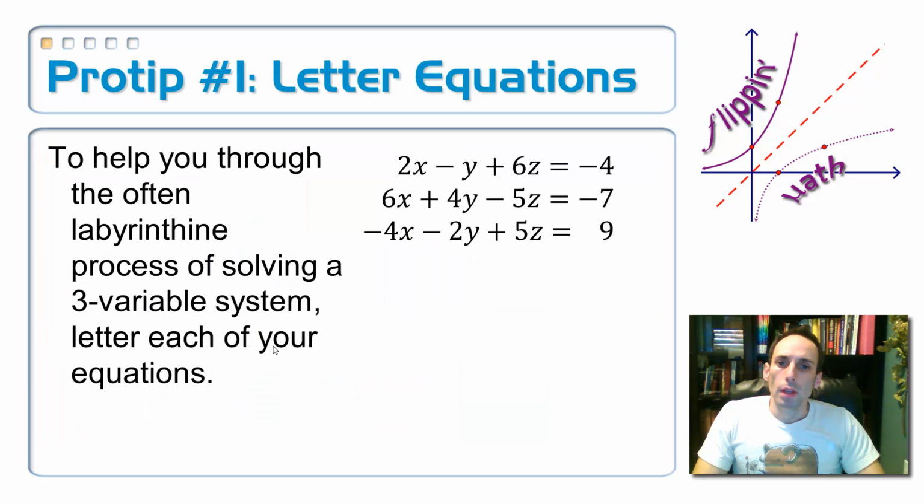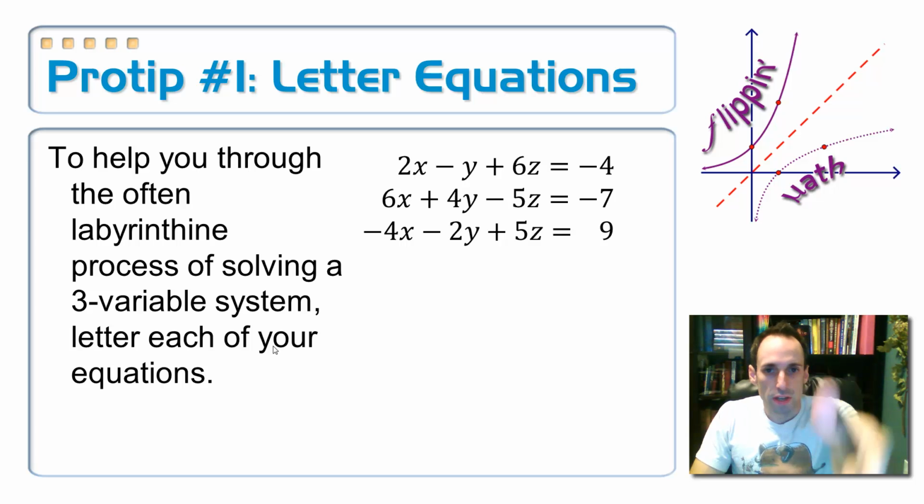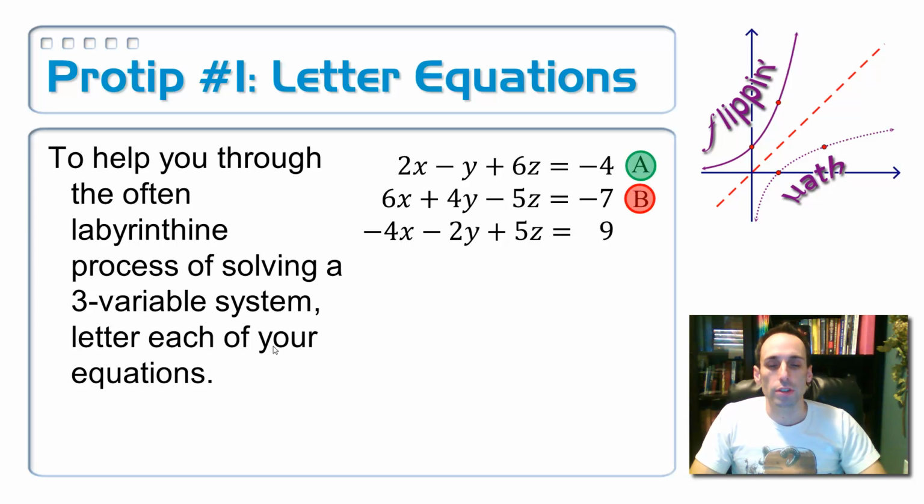Okay. So, to help you through this system, because it can get pretty complicated, we're going to letter each one of our equations. Just take that same system of equations that we were talking about before. We're just going to letter them A, B, and C, just like so. Okay, so why don't you go ahead and pause right now and write down that system of equations that you've got, and label them A, B, and C.